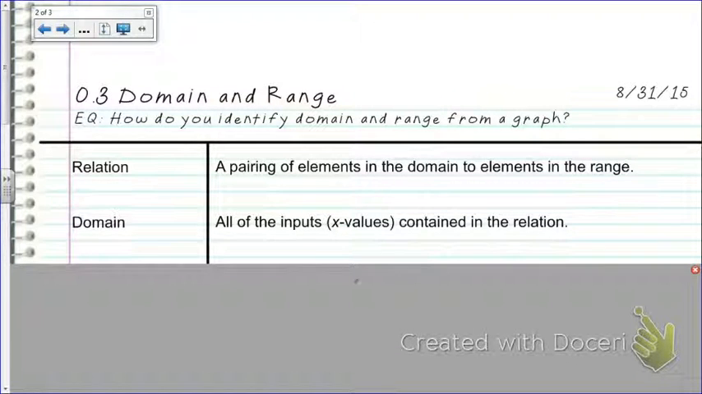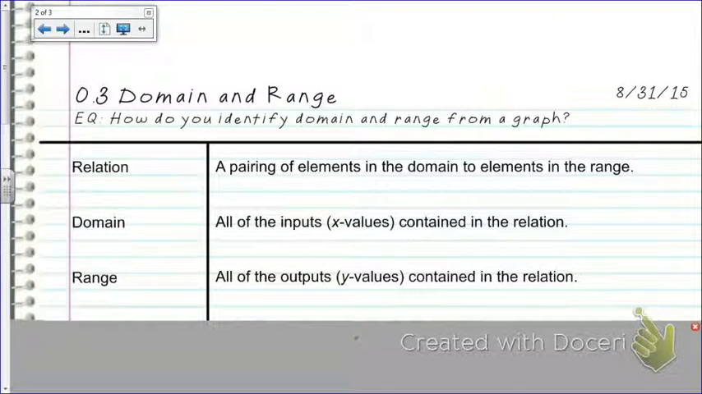Before we can even talk about domain and range, we have to define what a relation is. So a relation is a pairing of elements in the domain to elements in the range. Basically, any coordinate (x, y) that you ever see on a graph, on a list, from an equation, is a relation. So if there is an x and a y that can be written as a coordinate, it's part of a relation. So I'm actually going to write that. When I say a pairing of elements, I mean (x, y). Okay?